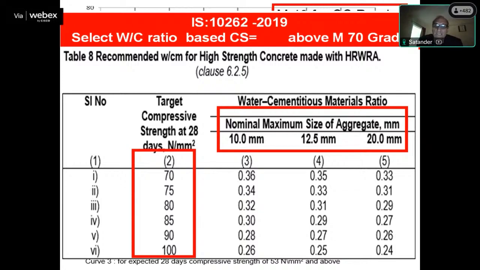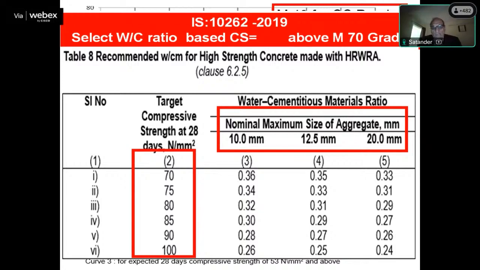Then he explained to me that in the case of above M70 grade concrete, you cannot go for normal curing. If you do, what will happen inside? It will totally dry. You have to go for steam curing above 70 also.